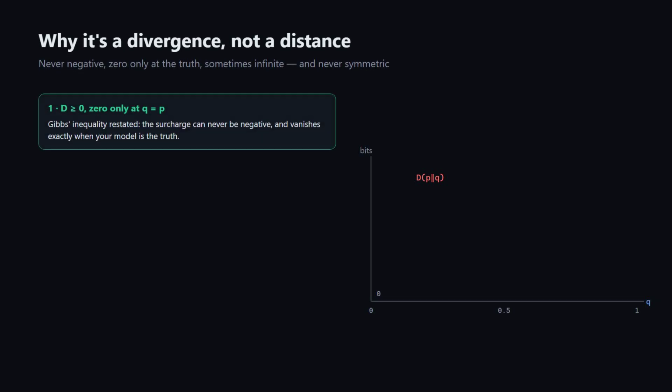Three properties, and the first is the one you will use most. D is always at least 0, and it equals 0 if and only if P and Q are the same distribution. That is Gibbs' inequality restated. The surcharge can never be negative.